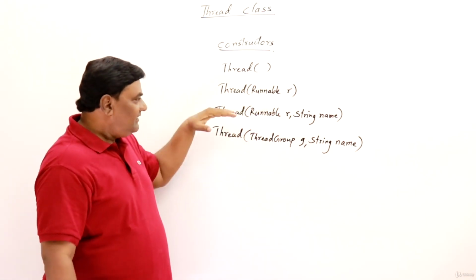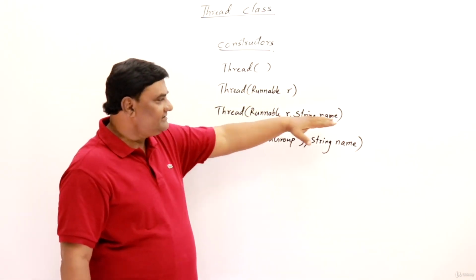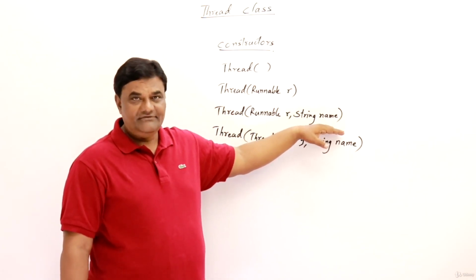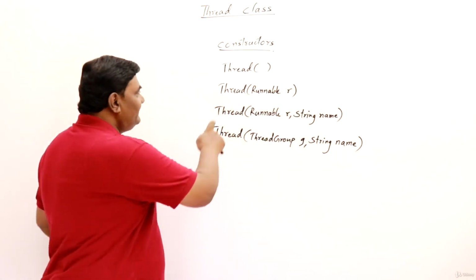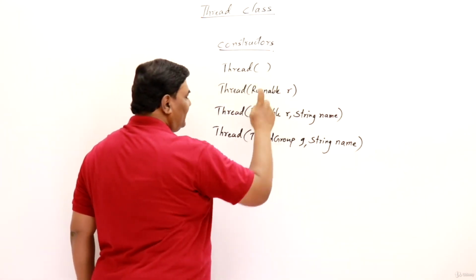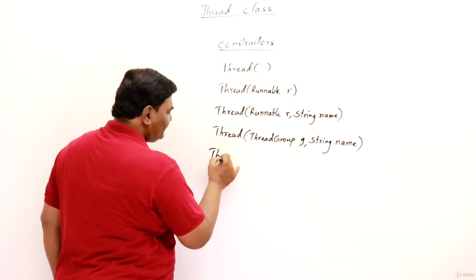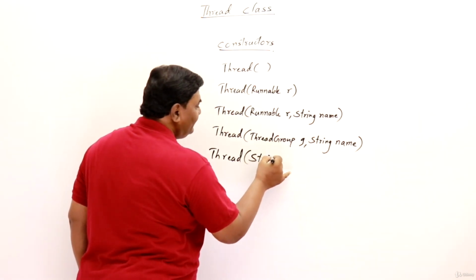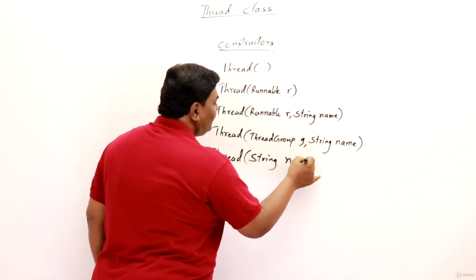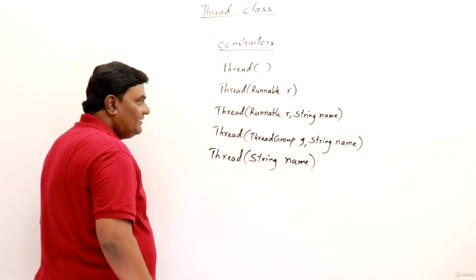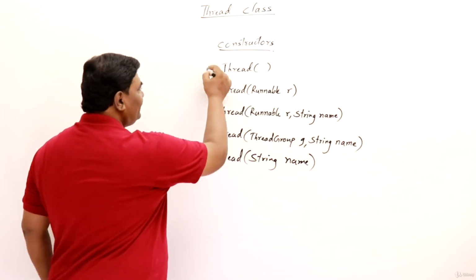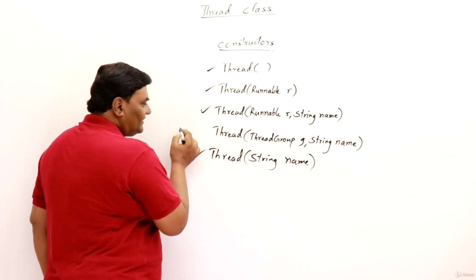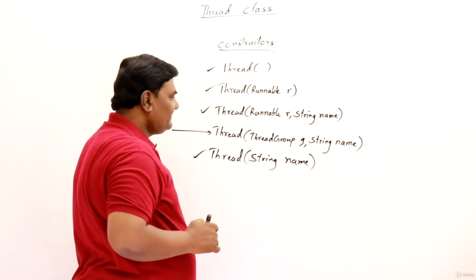Now next is a Runnable interface as well as a String. You can mention the name of a thread. In the same way, as there is a default non-parameterized constructor, there is one more constructor that just takes a name. You can just mention the name of a thread. You can give some name. So I have finished this one and this one. Now this one, let us look at this constructor.